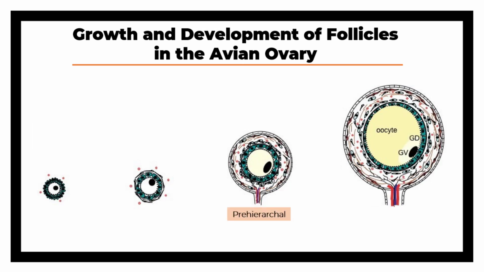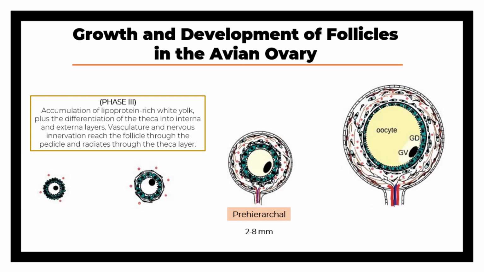For the third phase, there is a selection of a single follicle into the pre-ovulatory hierarchy. Growth to the pre-hierarchal follicle stage, with 2 to 8 mm, entails the accumulation of lipoprotein-rich white yolk, plus the differentiation of a theca into internal and external layers. Vasculature and nervous innervation reach the follicle through the pedicle and radiate through the theca layer.